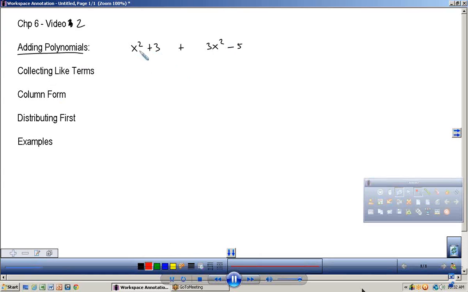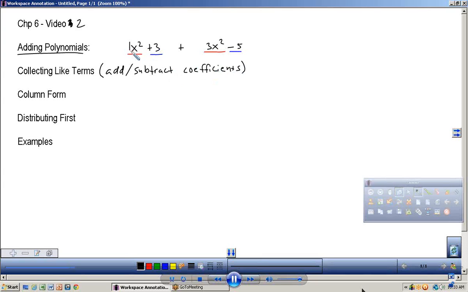Now, remember, like terms are the ones that have the same variable and exponent. Like the x squared is a like term with 3x squared. And the constants, the plus 3 is a like term with the minus 5. So if you're going to collect like terms, all you do is add or subtract coefficients. Remember, you only add or subtract coefficients. So I'm going to write that down here for you. Coefficients is the number in front of the variable.